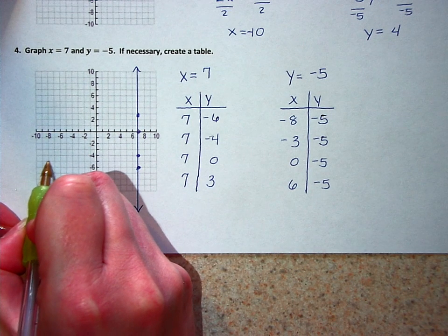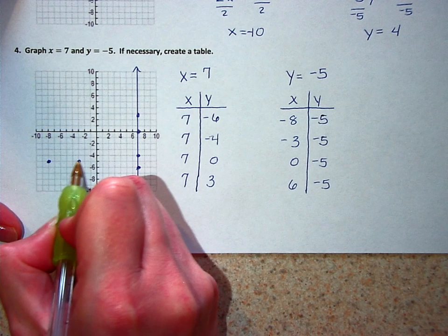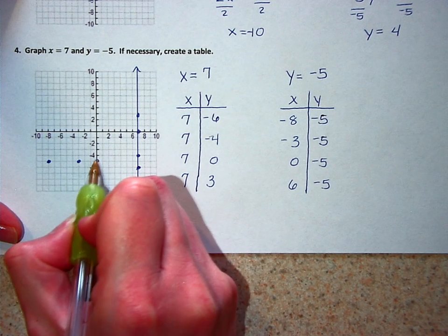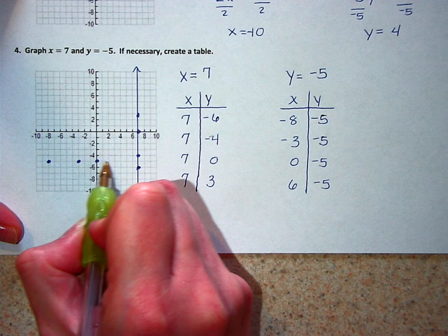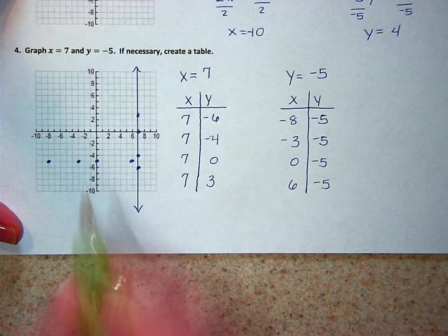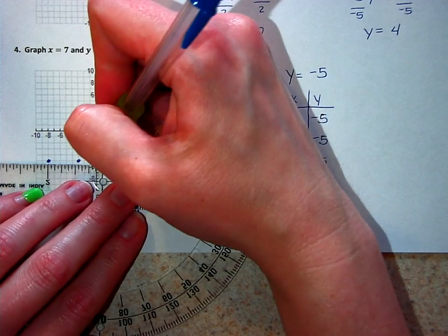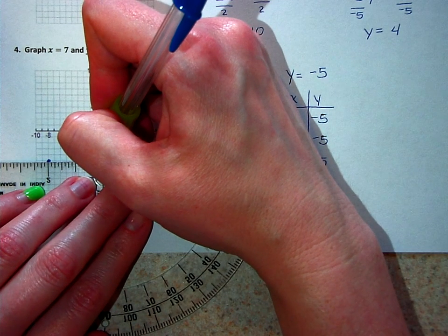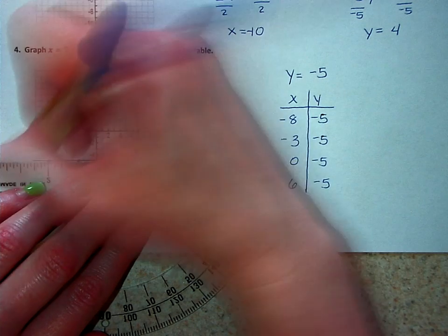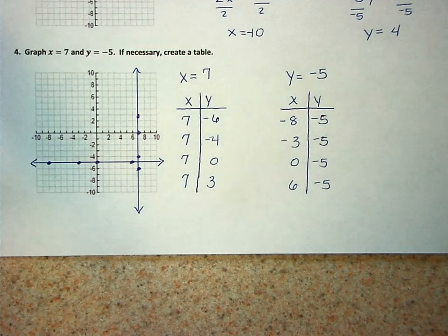negative 8, negative 5; negative 3, negative 5; 0, negative 5; 6, negative 5. So those ordered pairs create a horizontal line, so draw your line through it, put your arrows, horizontal line through y equals negative 5.